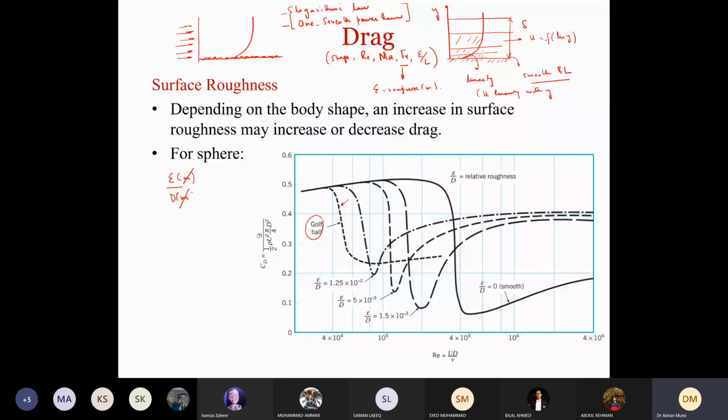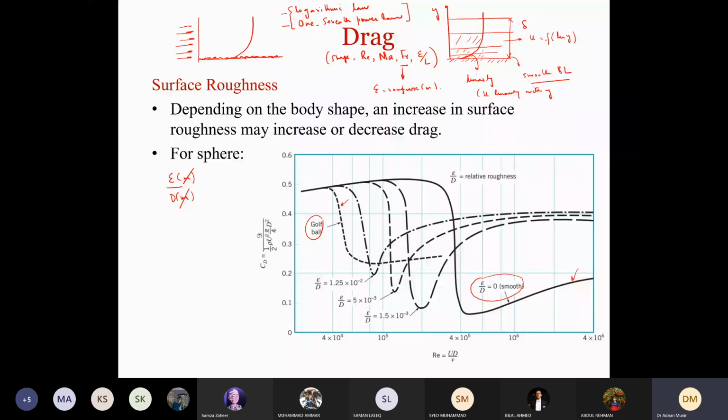Now you can see that when E by D is 0 for a sphere, this solid line represents it, right? As we increase the surface roughness to 1.5 times 10 raised to the power minus 3, you can see that the drag force is also increasing. When we further increase it, the drag force increases. So that means as we increase the surface roughness, the drag force is increasing.